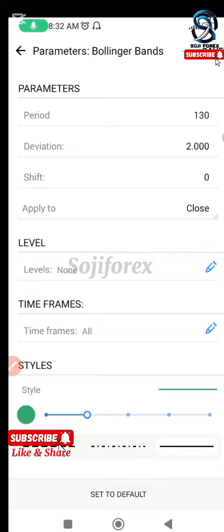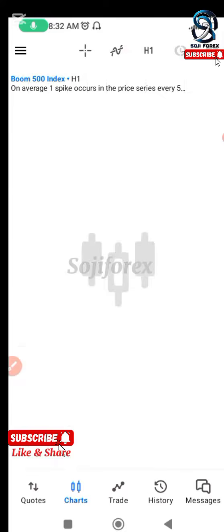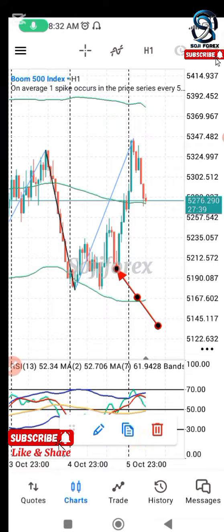The period is 130, deviation is 2.0, the shift is 0, and you apply it to close. So this is just the special setting of the Bollinger Band that I will need you to focus on.